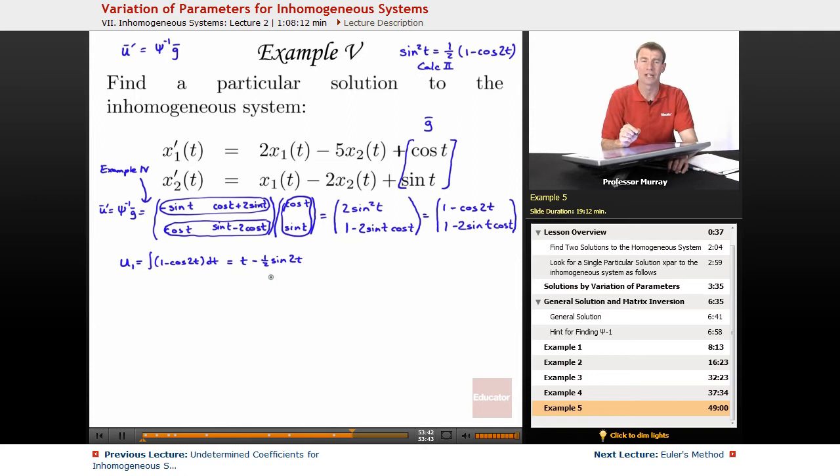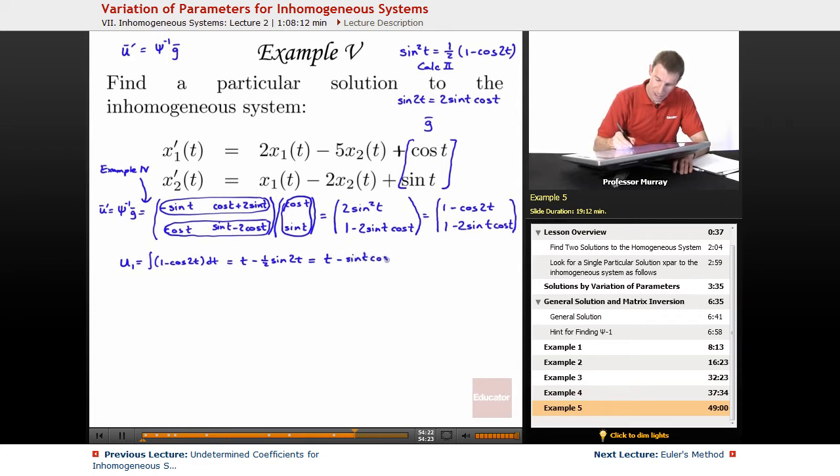You don't have to include the constant when you're finding this u1 and u2. If you did include the constant, it would just give you more multiples of the homogeneous solution. So you don't have to worry about the constant here. Actually, I think I'm going to work a little more with u1. I'm going to use another trig identity there, which is that the sine of 2t is equal to 2 sine t times cosine t. And so t minus 1/2 sine 2t is just t minus 1/2 of what I just wrote. So t minus sine t cosine t. I think that'll be a little easier to work with later on.